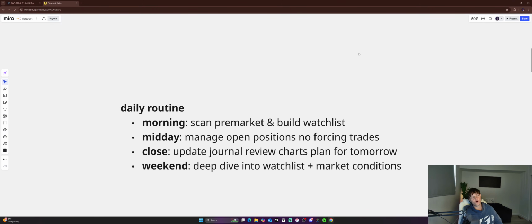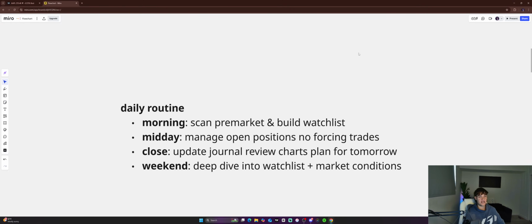Do something productive with your life. You don't want to make your whole personality trading, because when it's like that, you're going to get overconfident. You're going to start forcing trades that you shouldn't be because you're trying to make money. You should never do that. So midday, make sure that you're just managing your positions. Don't force anything dumb.